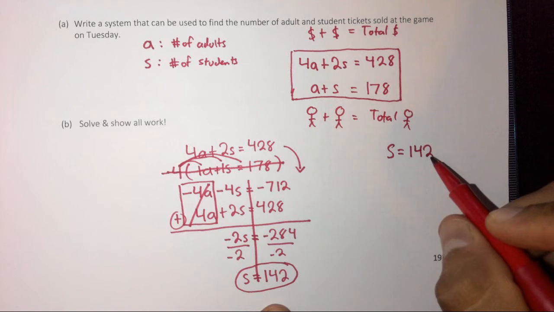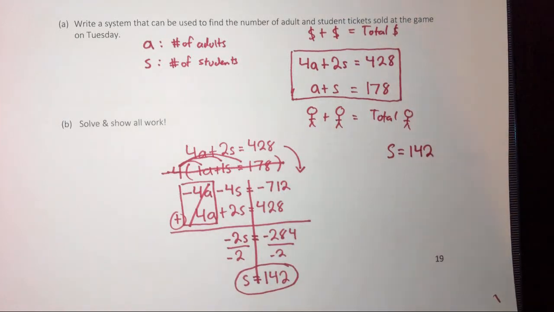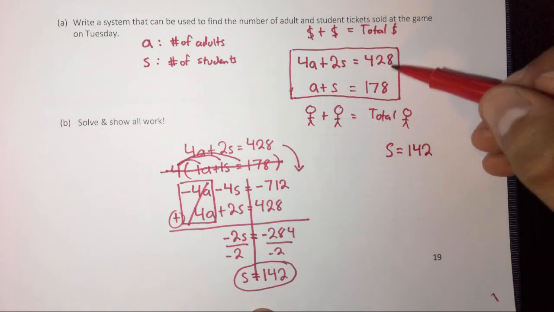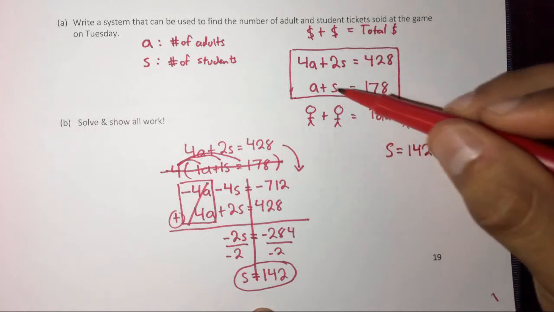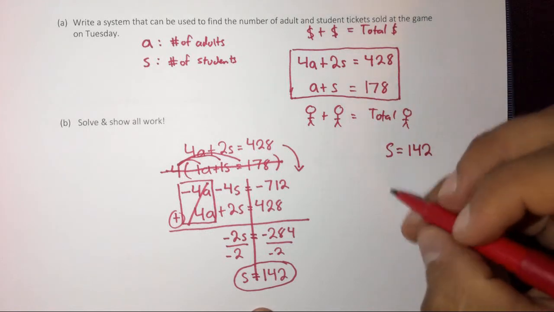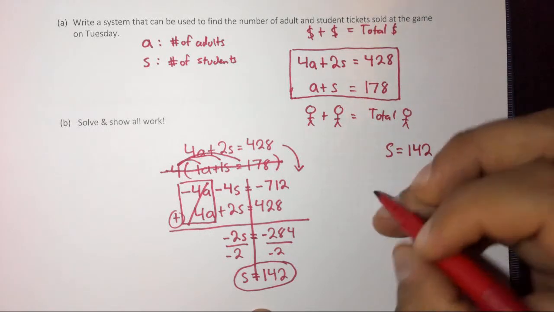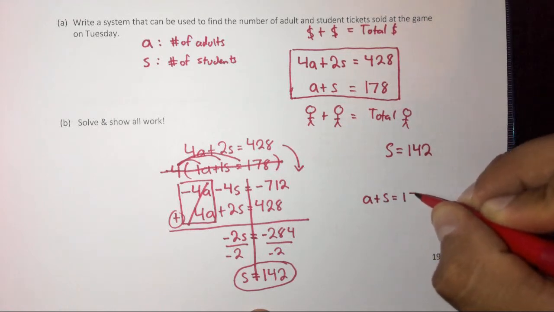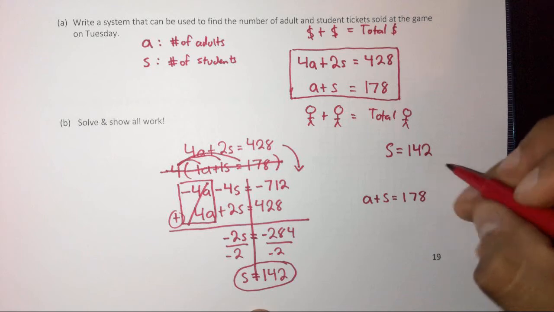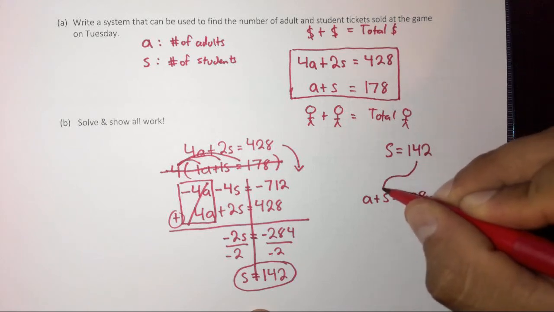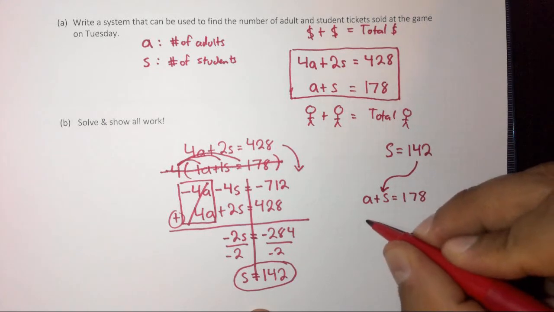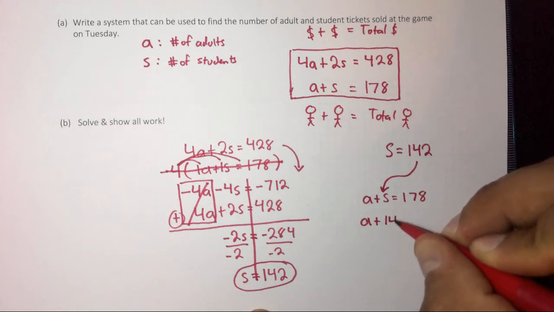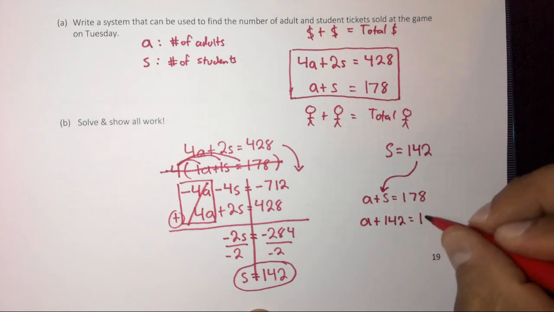And now I'm going to take that information and plug it back in. Of course, I always like to use the easier of the two equations. So out of these two, the easiest one is going to be A plus S equals 178. So I'm just going to rewrite that. A plus S equals 178. I'm going to plug in 142 for S. And so now I have A plus 142 equal to 178.